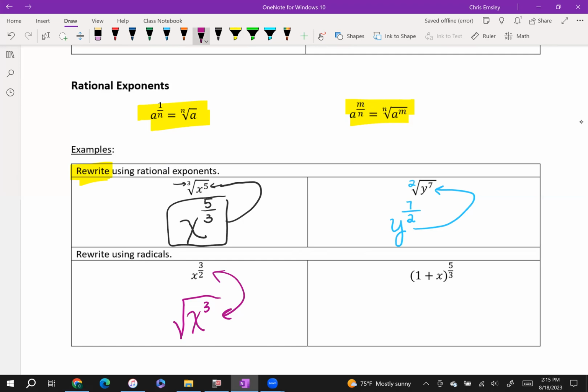And finally, even if you have an expression in the parentheses, it still works the same way. Since there are parentheses, that exponent applies to that whole expression. So we're going to have 1 plus x to the 5th. The numerator, the top, determines your exponent. And we are taking a cube root. The denominator determines your index.